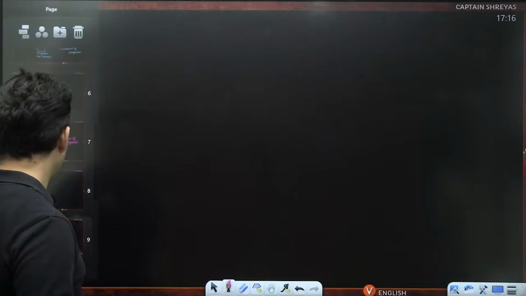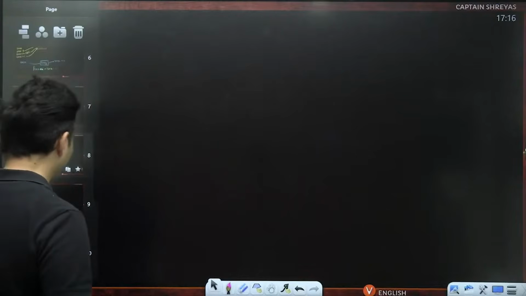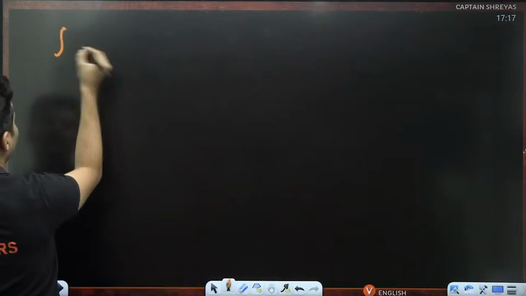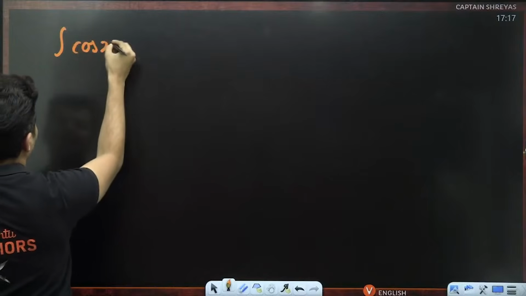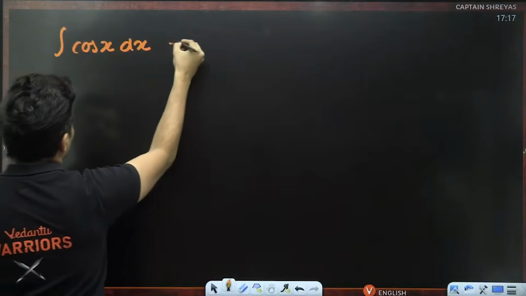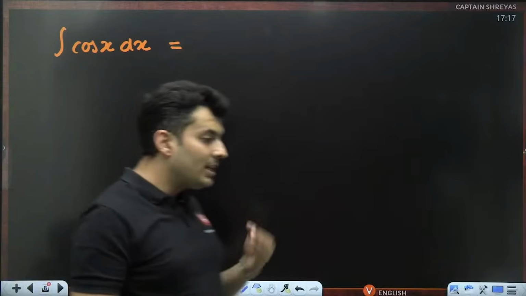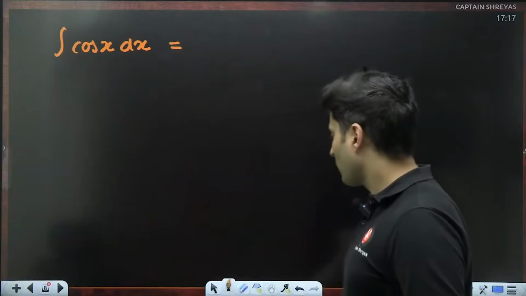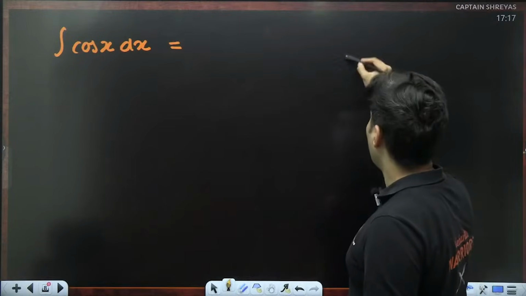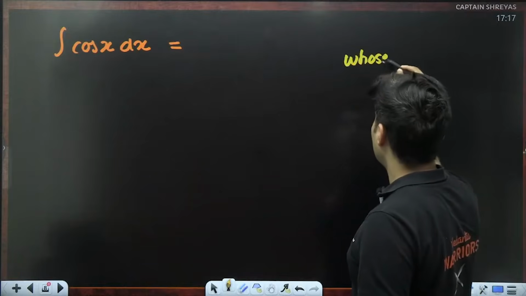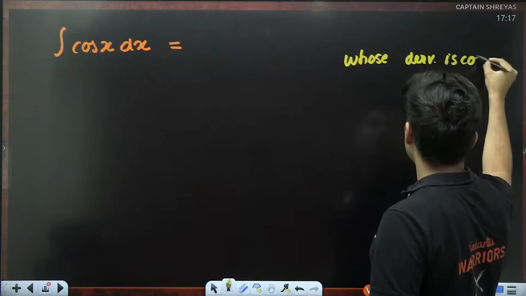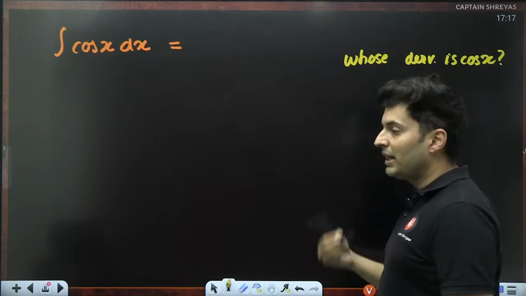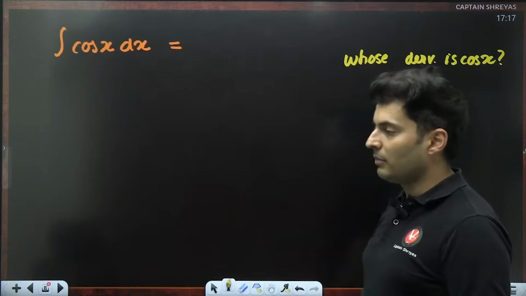Let's see if you guys can figure out a few more things over here, and let's play with it a little bit. If I just ask you, what is the integration of cos of x dx? Think this way. Whose derivative is cos x? Think like that. That will be a better way of solving the problem.